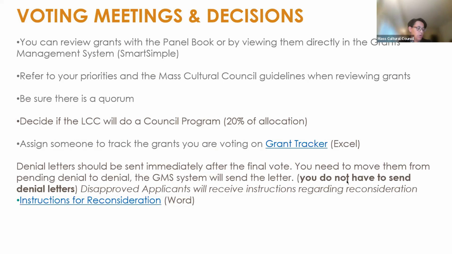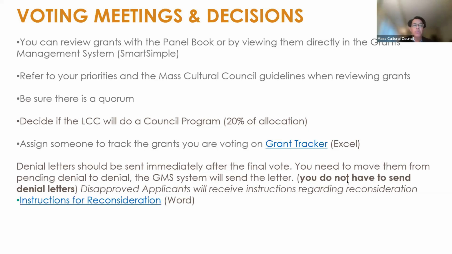So we're going to talk a little bit more about voting meetings and voting decisions, but there are a number of ways where you can review your applications. And one of them is the panel book, and we'll look and see where you find that on the grants management system. Some councils like to print out the panel book, and you can use your administrative funds to do that. Some people like to review their applications online and not have to print out the panel book. It's really a personal decision about what you feel is the best way for you to review these applications.